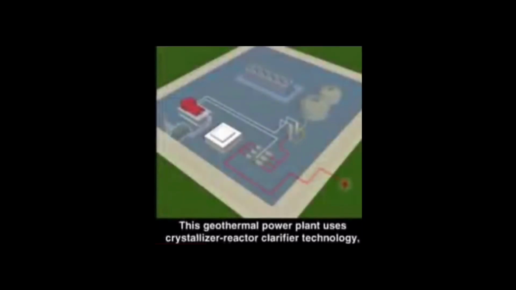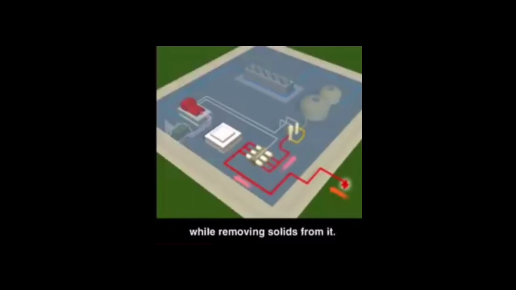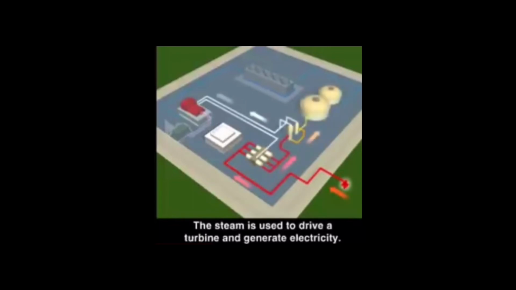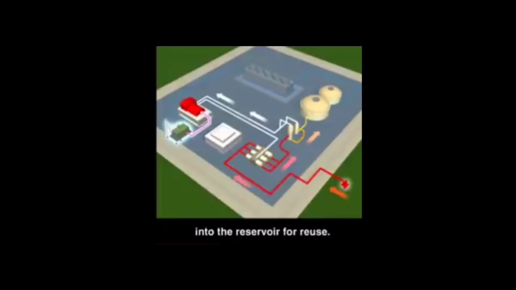These geothermal power plants use crystallizer reactor clarifier technology, a process that turns the geothermal superheated fluid into steam while removing solids from it. This steam is used to drive a turbine and generate electricity. All remaining geothermal fluids are injected back into the reservoir for reuse.